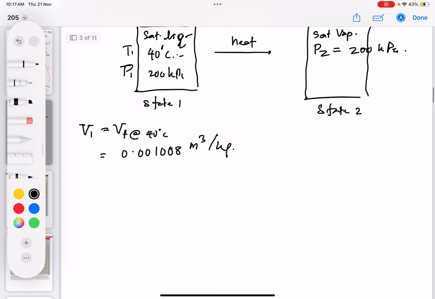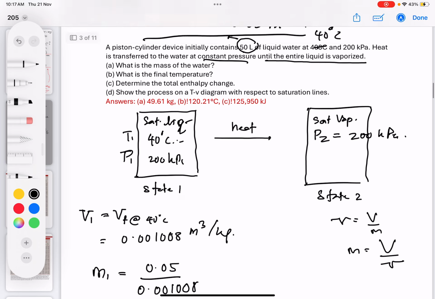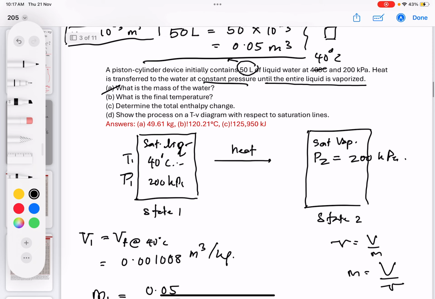So in order for me to calculate the mass at state 1, specific volume equals volume divided by mass, so mass equals volume divided by specific volume. So now I have volume 0.05 divided by the specific volume for state 1. Then I'm going to get the mass of 49.61 kg. So now I'm ready to solve the first part of the question, which is what is the mass of water?